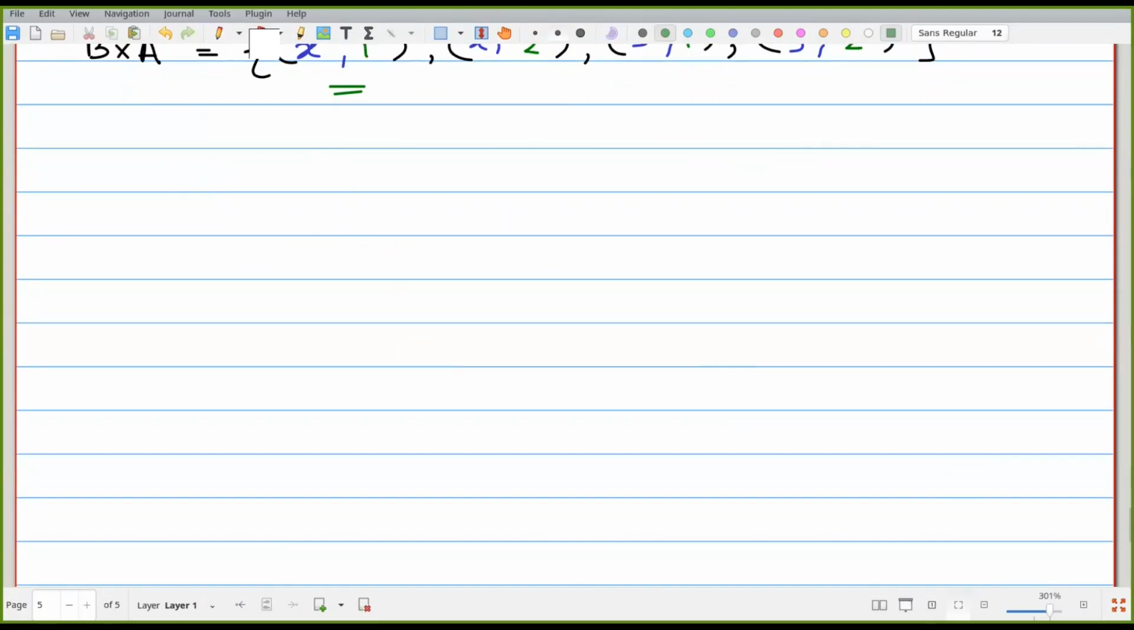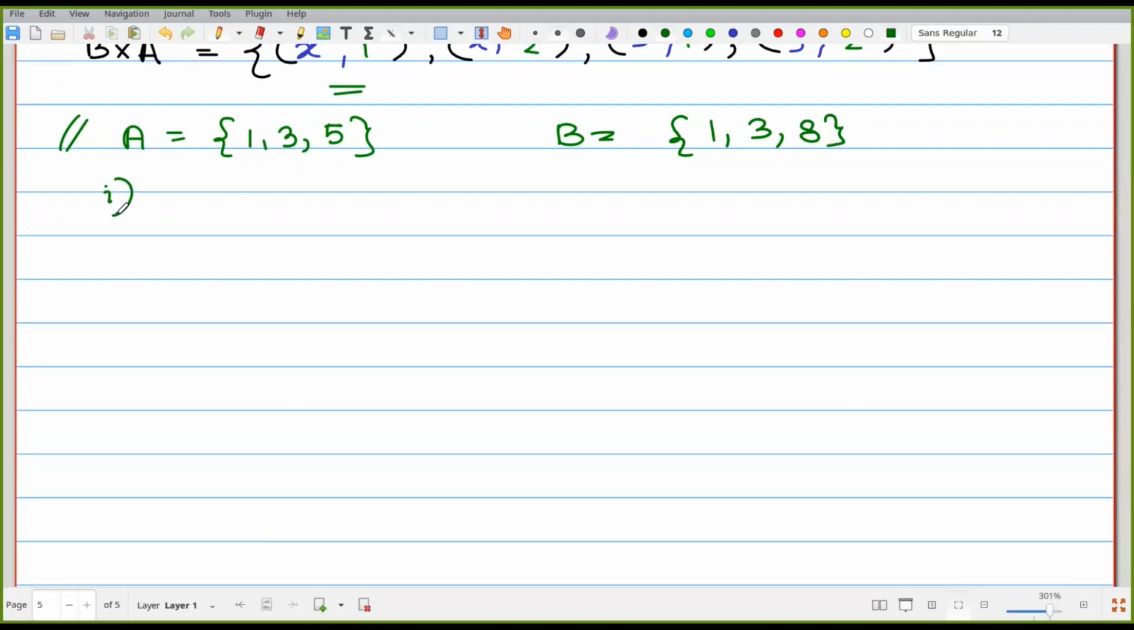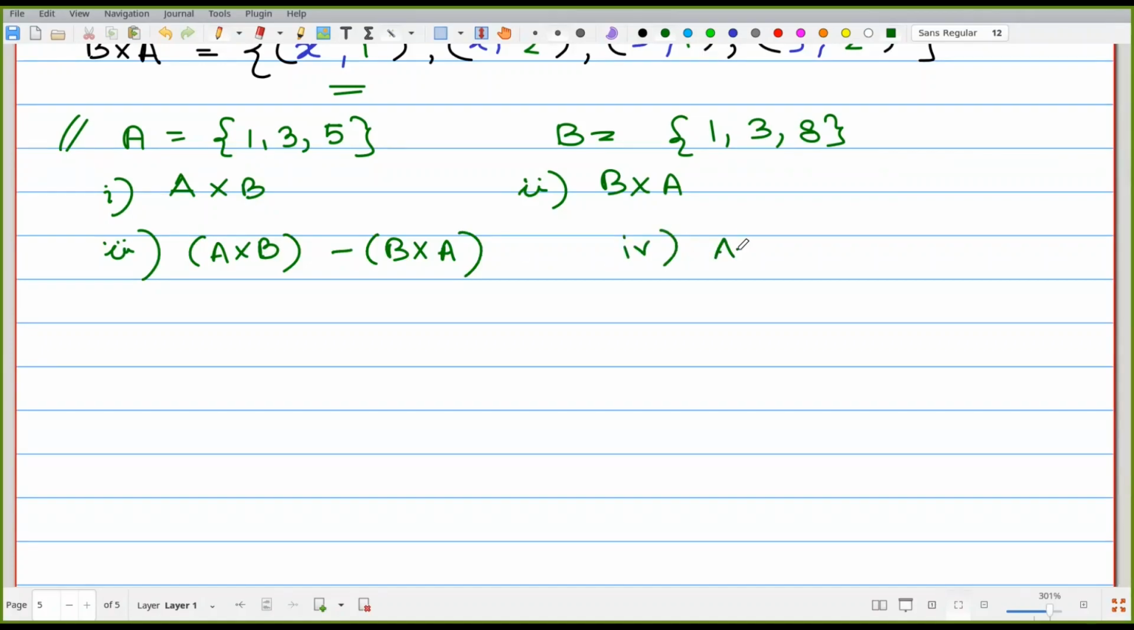Now suppose another one. Suppose we are proceeding with some examples, that would be better. Suppose we have A is equal to {1, 3, 5} and B is equal to {1, 3, 8}. Then four questions are there. First, we have to find A cross B. The second one, B cross A. The third one, A cross B minus B cross A. And the fourth one, A symmetric difference B.